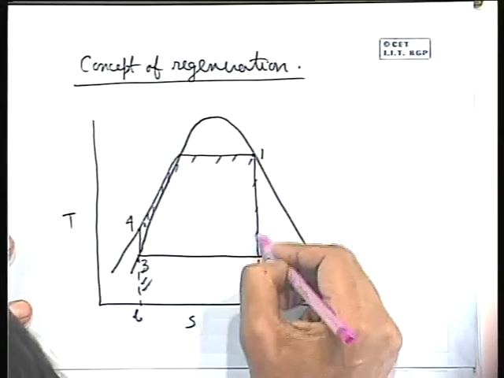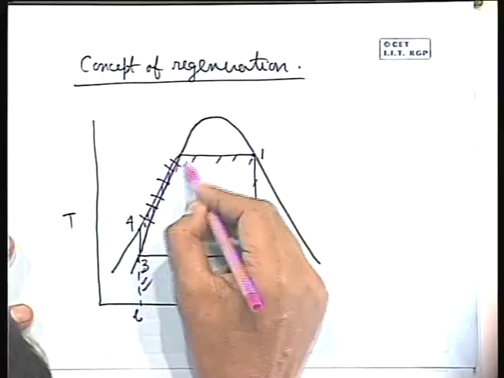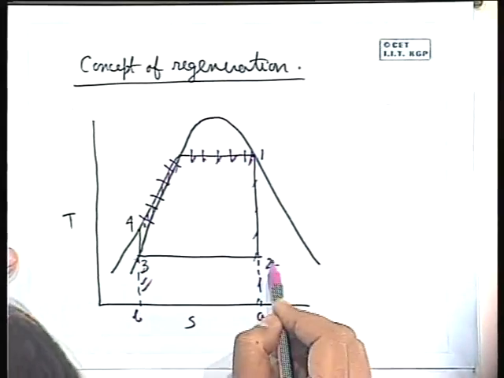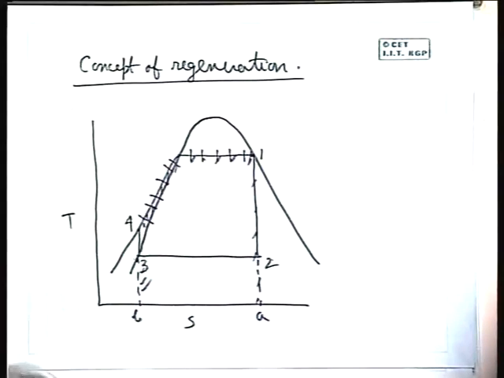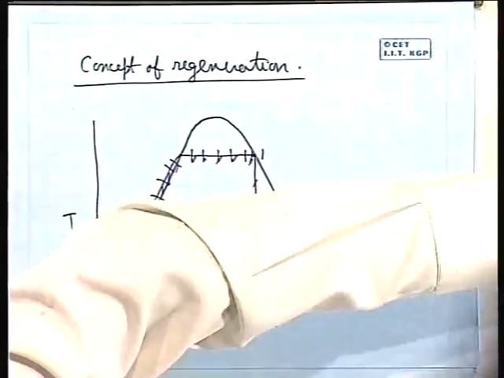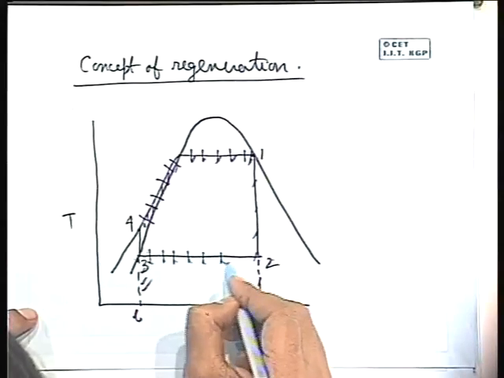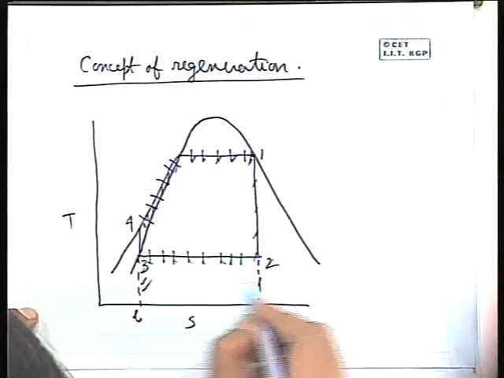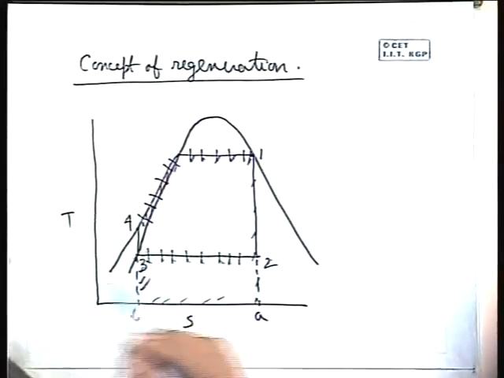This area is the heat added area, and heat is added during the process 4 to 1. Again repeat. And the heat rejection is the area 2AB3, because heat is rejected during the process 2 to 3. This is the heat added, and this is the heat without reheat. Now this area 2AB3 is the heat rejected.